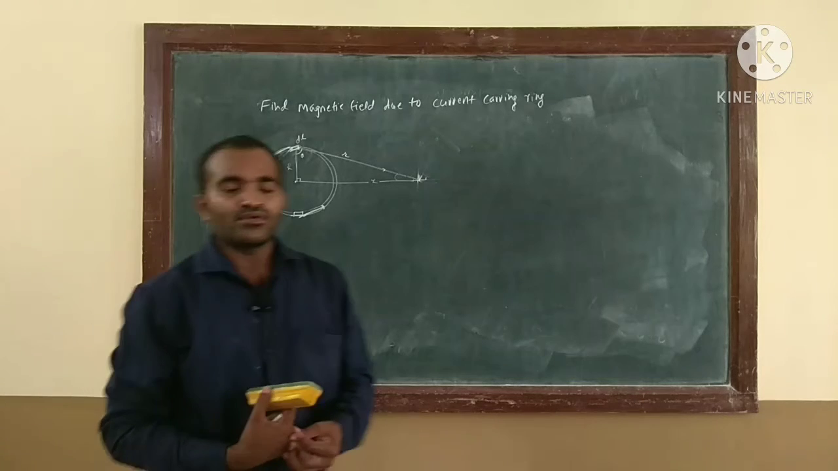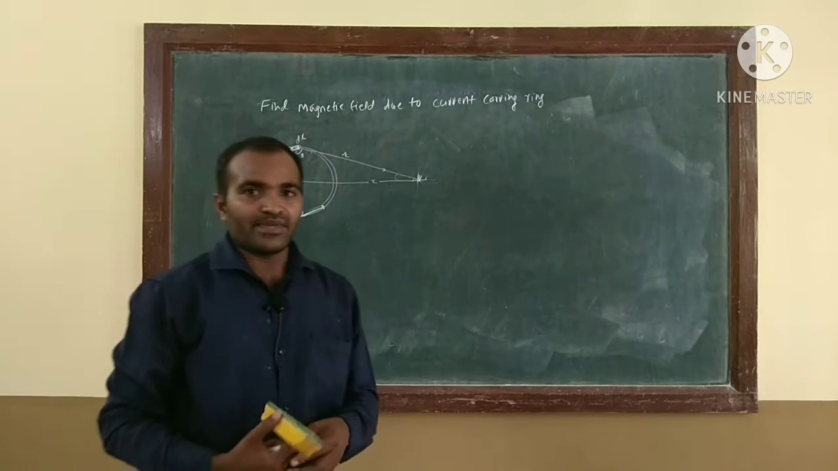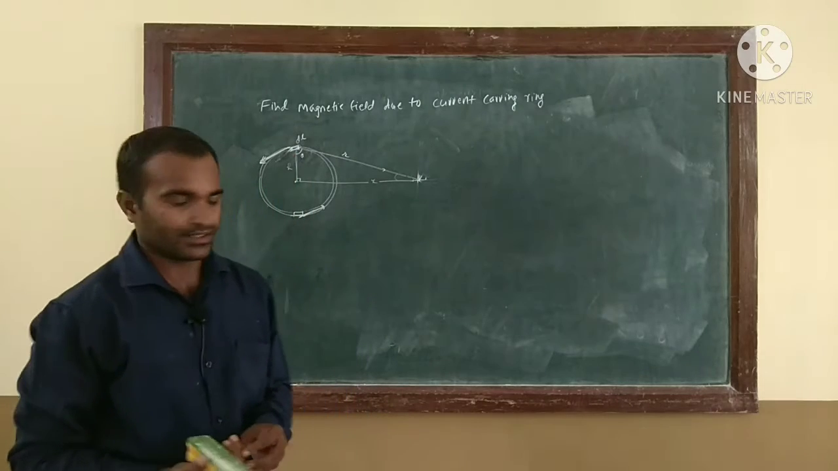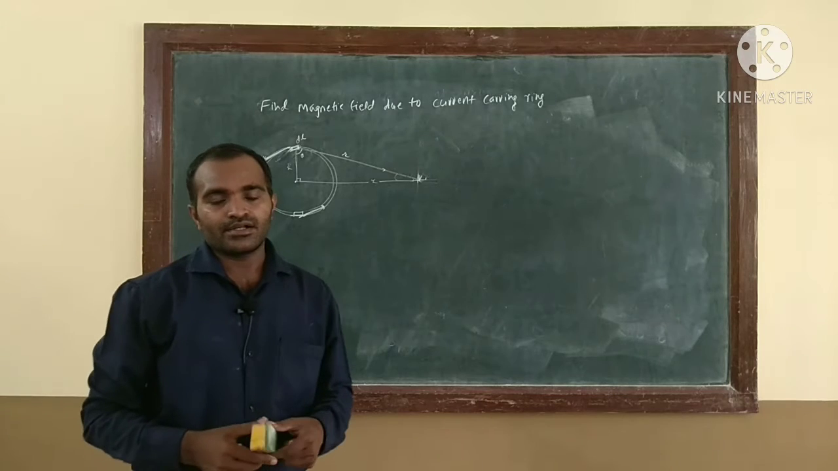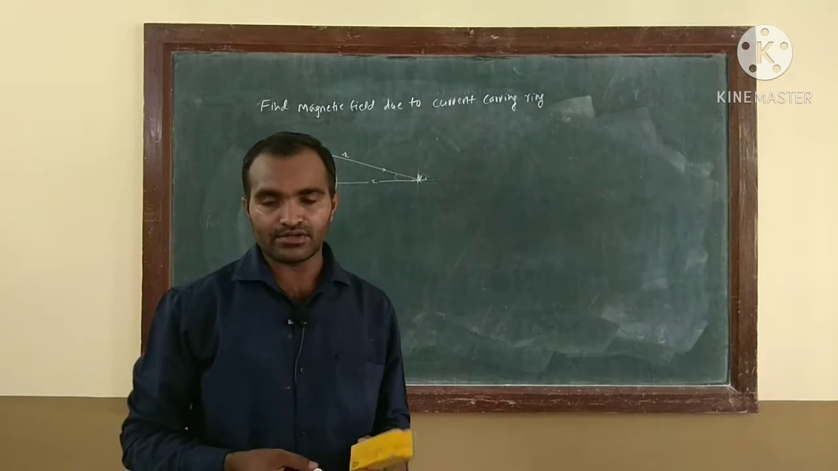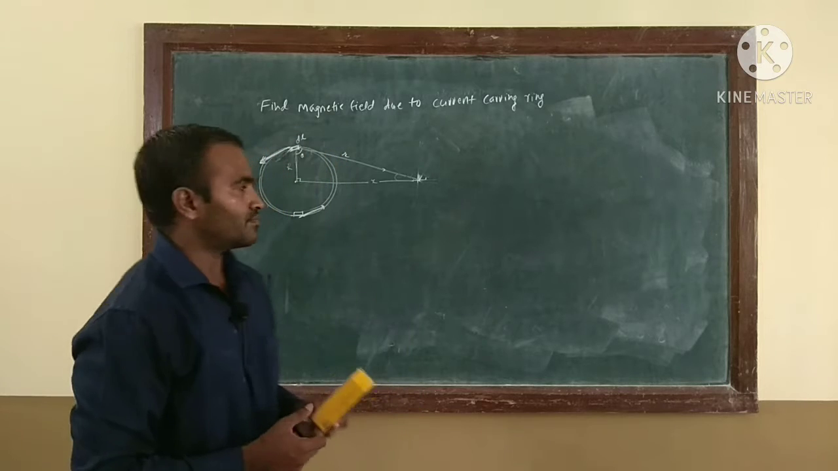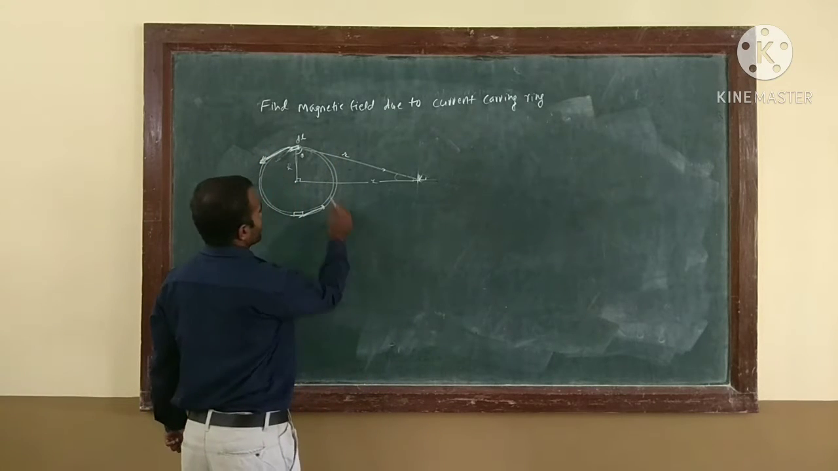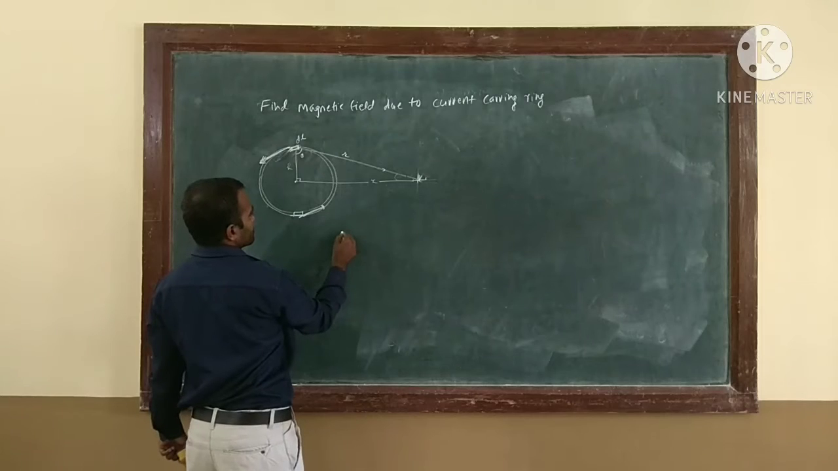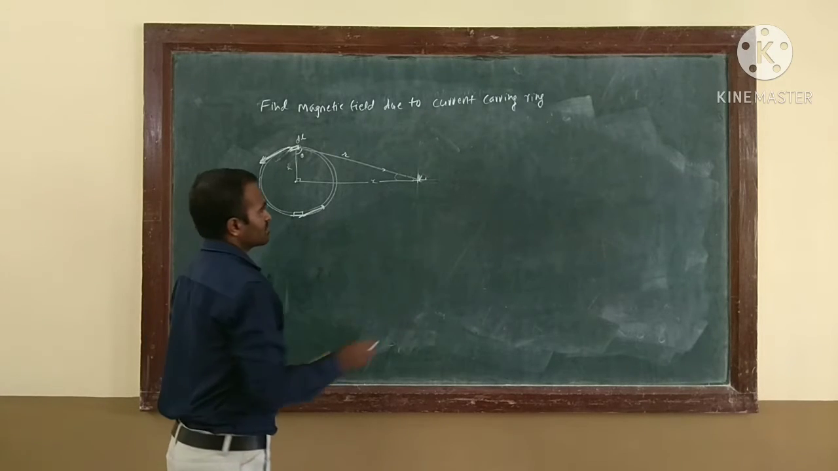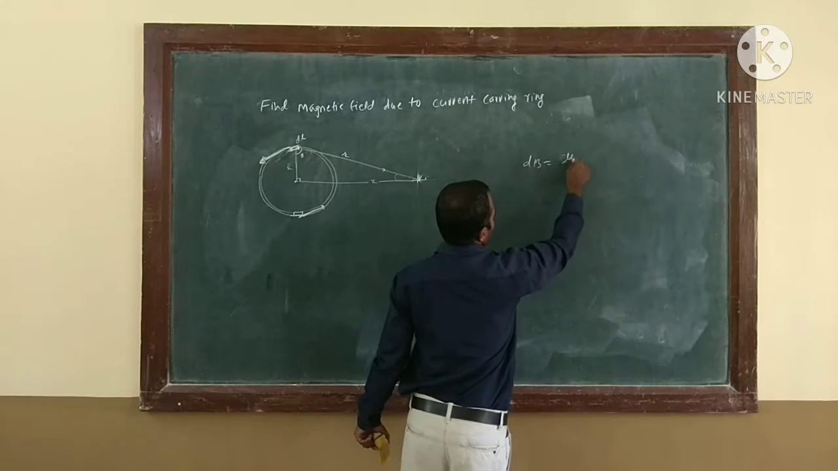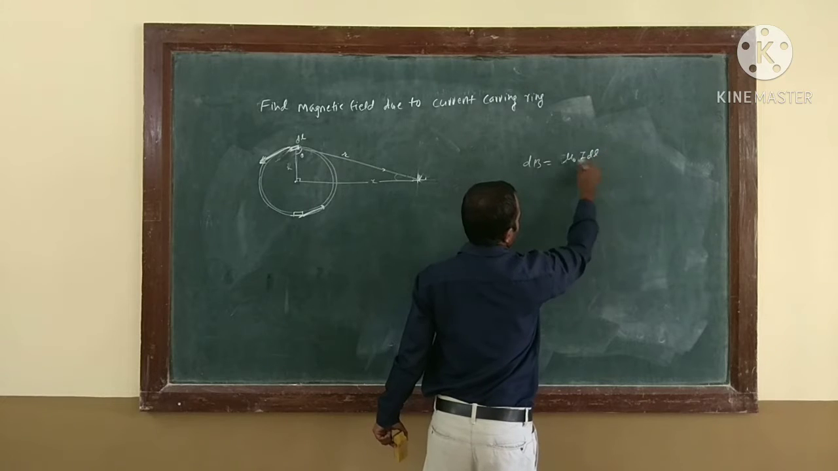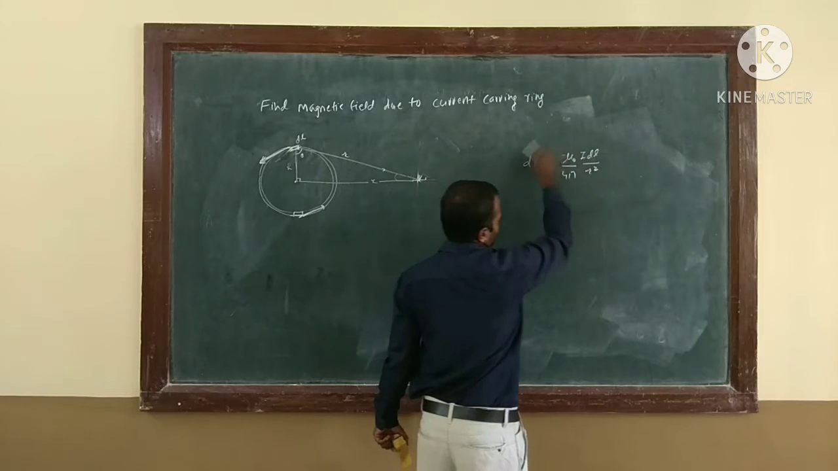So friends, now we will determine the magnetic field due to a current carrying ring by using Biot-Savart's law. You know Biot-Savart's law very well. Due to a current element dl, dB is equal to mu 0 upon 4 pi, I dl by r square. This was Biot-Savart's law.